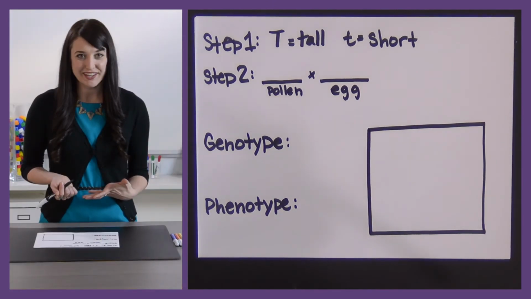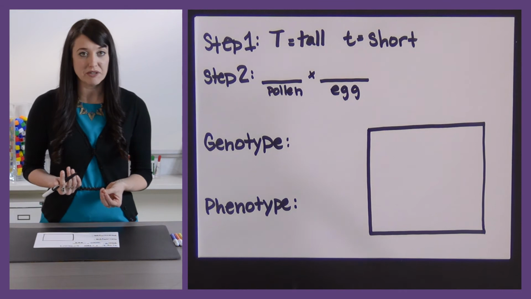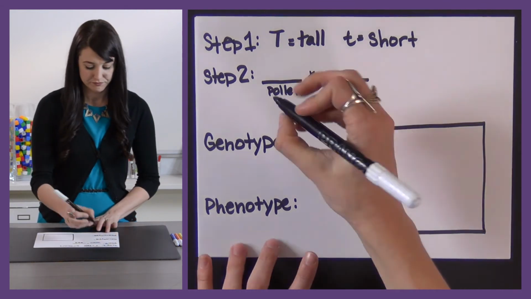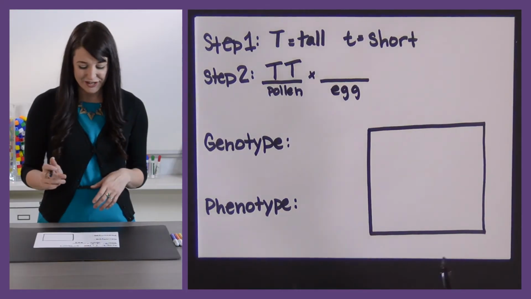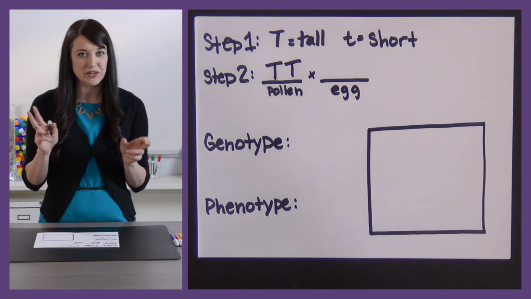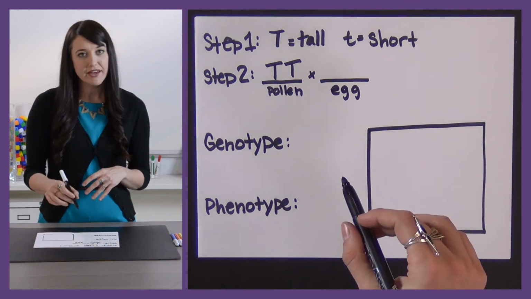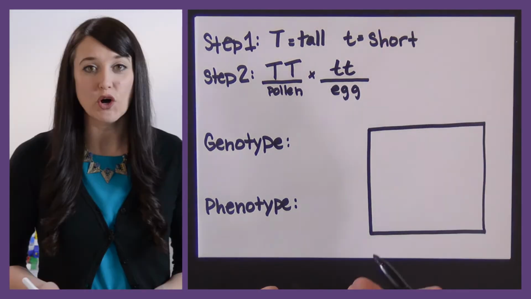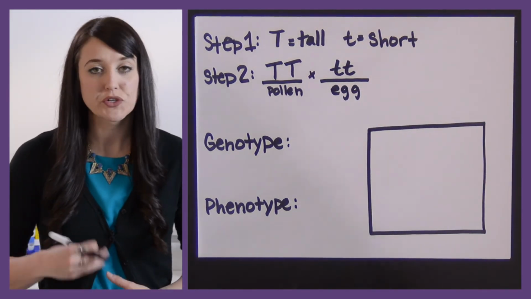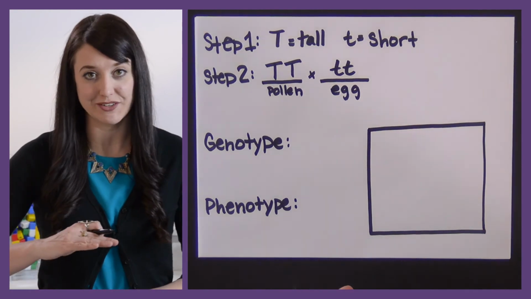Now let's look at a plant that is homozygous dominant for tall. This plant is going to donate the pollen to the other plant. So the other plant we'll call the female plant, even though it's not. And the female plant will donate the egg. So the egg is going to be homozygous recessive, which results in a short phenotype.